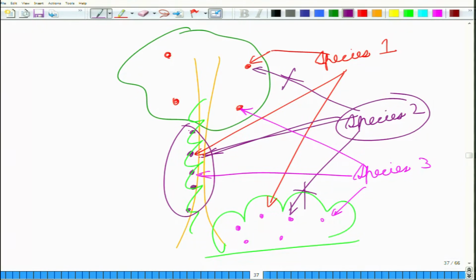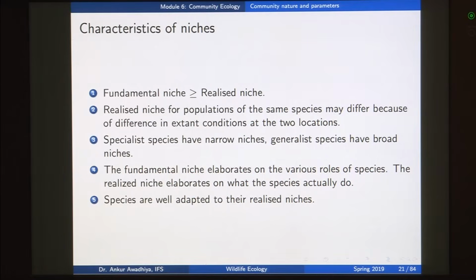So, if you look at the characteristics of the niches, the fundamental niche is much greater than the realized niche, or in some cases where the amount of competition is very less, you can have a situation where the fundamental niche and the realized niche are one and the same.